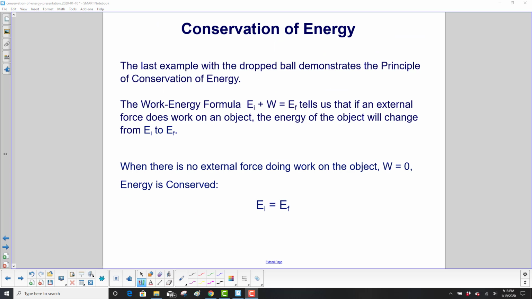So the drop ball example demonstrates the principle of the conservation of energy. The work energy formula tells us that if an external force does work on an object, the energy of the object will change from E initial to E final. When there is no external force doing work on the object, the work equals 0 and energy is conserved.